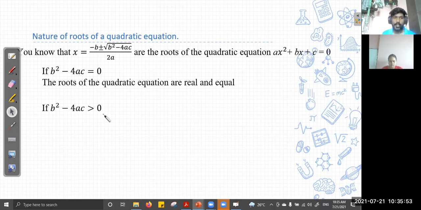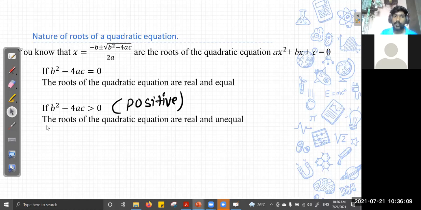Second, if the discriminant is greater than 0. Greater than 0 means positive. If it is a positive number, then the roots of the quadratic equation are said to be real and unequal.